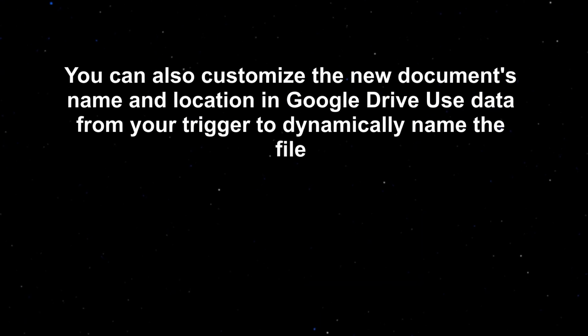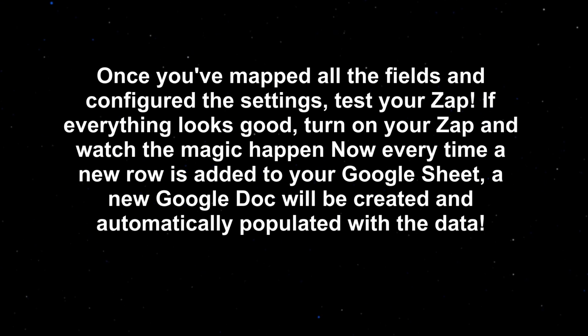You can also customize the new document's name and location. In Google Drive, use data from your trigger to dynamically name the file. Once you've mapped all the fields and configured the settings, test your Zap. If everything looks good, turn on your Zap and watch the magic happen.